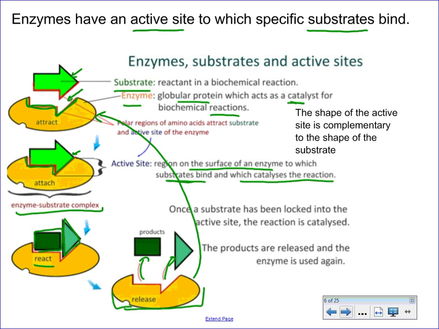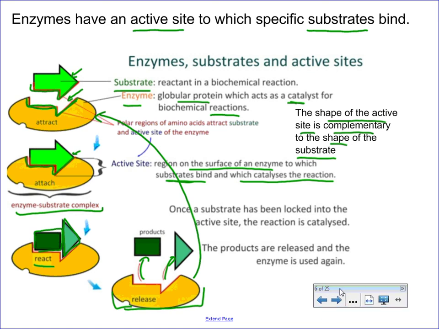So one of the important things to keep in mind with the active site on an enzyme is that the shape of the active site is complementary to the shape of the substrate. So in this case, the shape of the substrate is an arrow shape, and so the active site on the enzyme will have a shape that is complementary to that substrate, which is what allows it to bind.